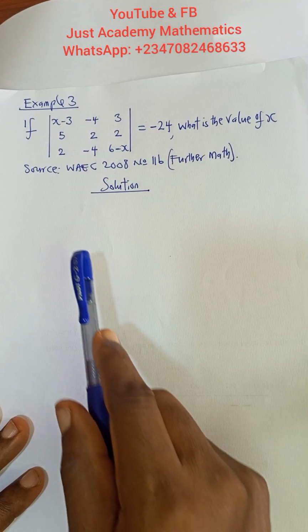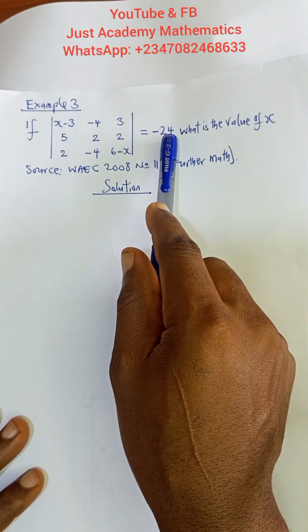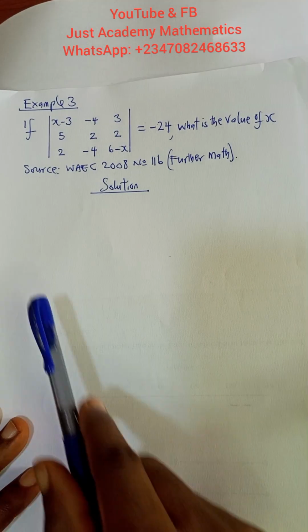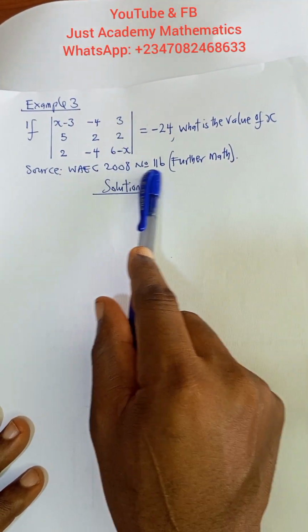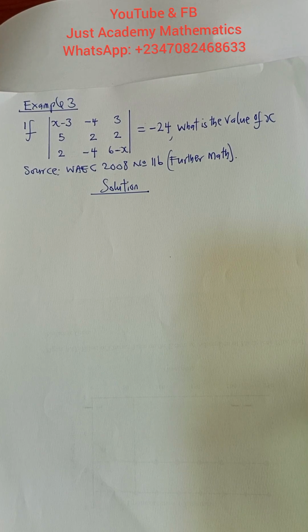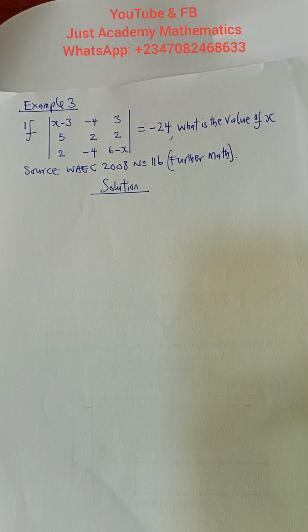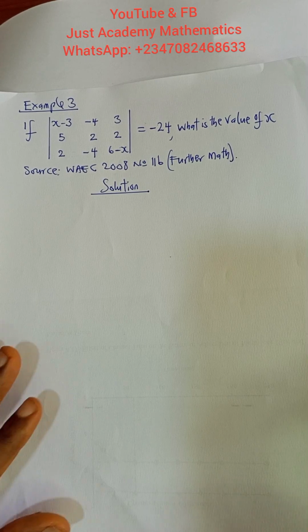Now we are asked, if the determinant of this is equal to this, to find the value of x, and this is from WAEC 2008 number 11B Further Maths. Now they can only manipulate these things. It's still the same thing, it's still the same procedure. So let's go into it.